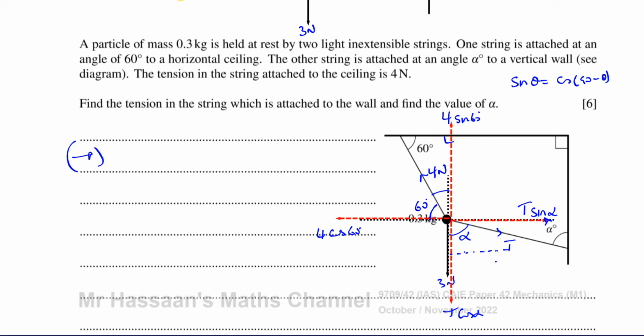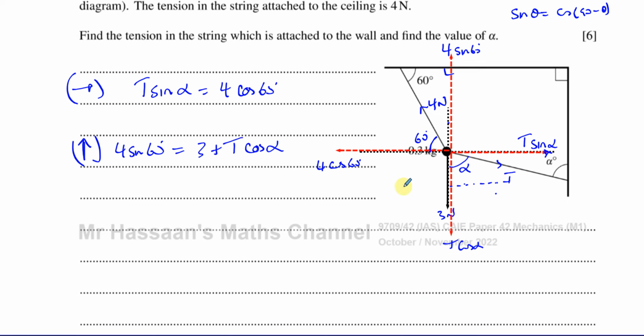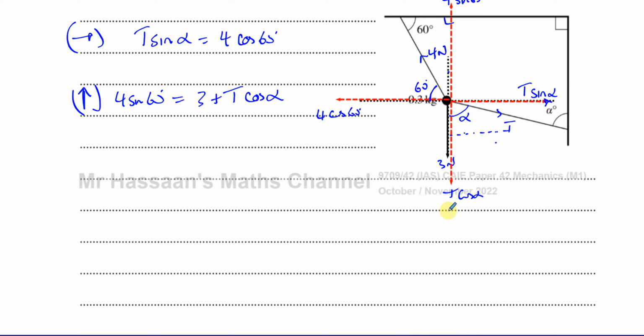Okay, but we chose to do it in this way, so I'm going to keep it like that. So we can see that horizontally we're going to have T sine alpha equals 4 times cosine 60. And vertically, we're going to have 4 sine 60 equals, and down you've got 3 newtons plus T cosine alpha. So with this information, hopefully now we can find the value of T and alpha.